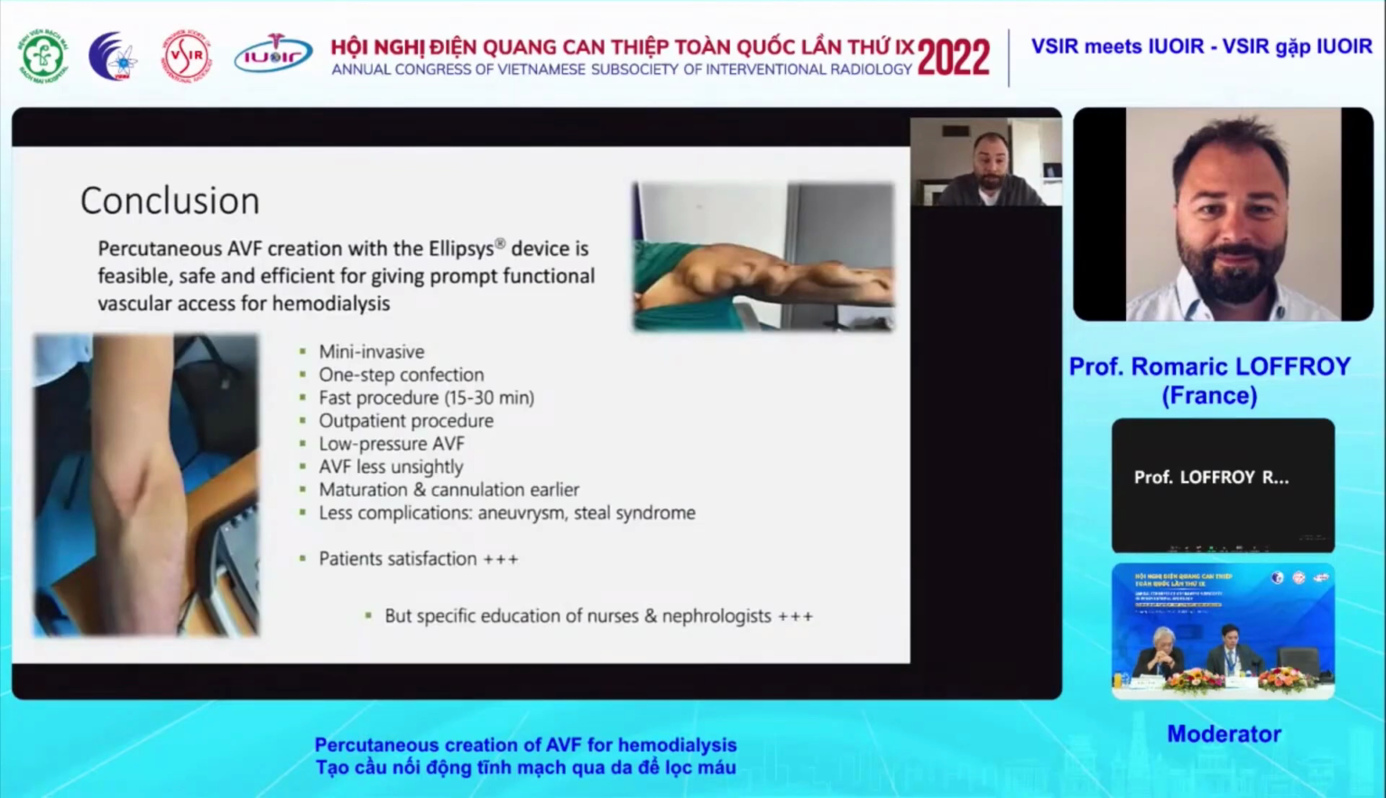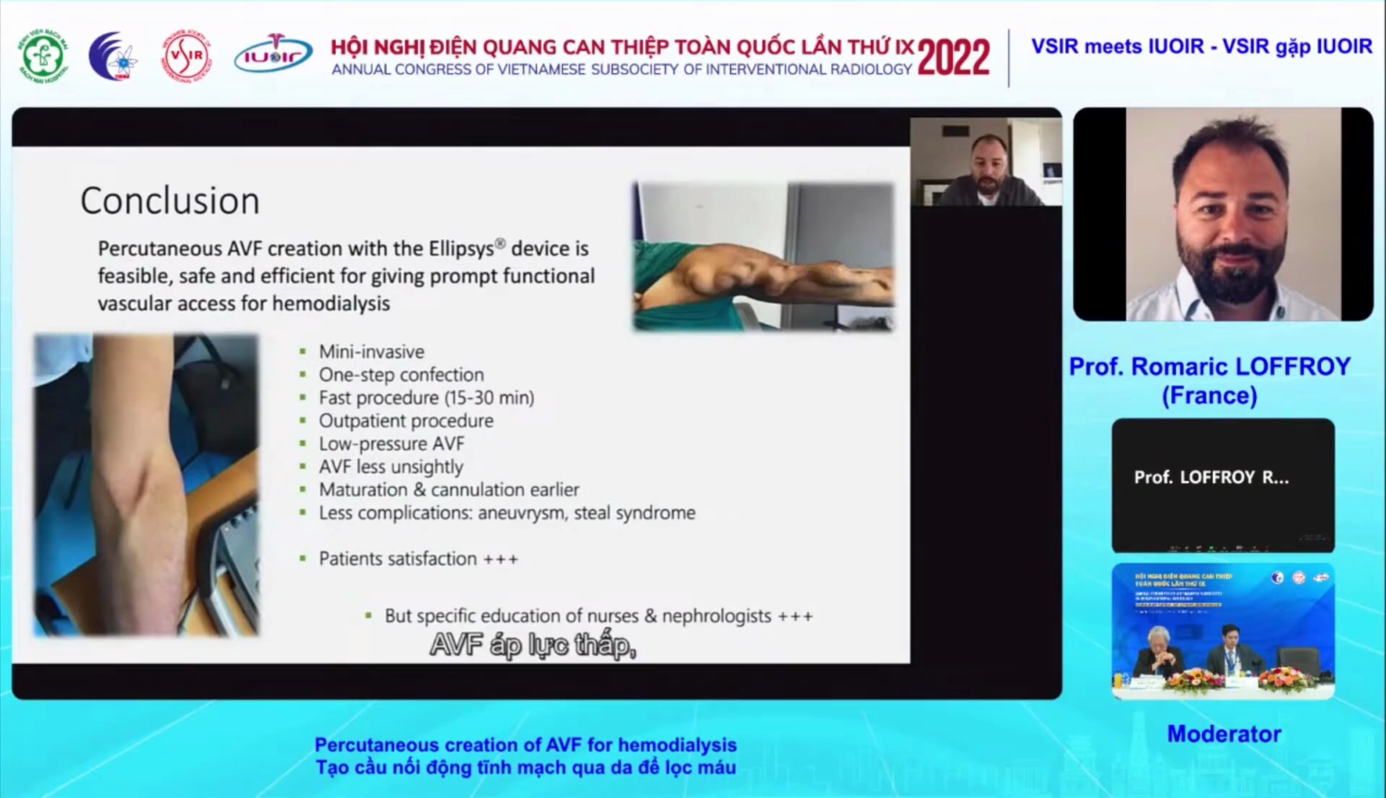So in conclusion, I would say that percutaneous arteriovenous fistula creation with the Ellipsys device is feasible, very safe, and efficient for giving prompt functional vascular access for hemodialysis. This is minimally invasive. This is a one-step creation. This is a very fast procedure under ultrasound. You don't need any X-rays or contrast. It's less than 20 minutes now to do this.